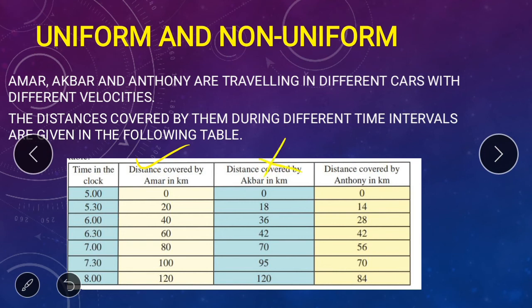Akbar is not traveling with uniform speed. Why? As you can see, 0 here, then 18, then 36, then 42. Is there any consistency here? No, there is no consistency. Then you come to the distance traveled by Anthony. This is 0, this is 14, this is 28. So you can see that the table of 14 is going on here. So what do you see? That Amar and Anthony both are traveling with uniform speed, but Akbar is not. Hence Akbar comes in the category of non-uniform, and Amar and Anthony come in the category of uniform speed.